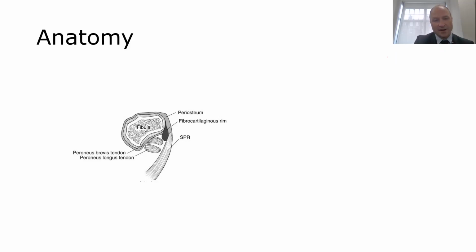The two tendons lie in close proximity to one another, covered by the superior peroneal retinaculum, which attaches to the periosteum on the outside of the fibula. And the groove behind the fibula is deepened by a fibrocartilaginous rim, much like the acetabular labrum. And this functions to keep the peroneal tendons in place. The base of the fibular groove is coated with something almost akin to hyaline-like cartilage, so it's very smooth to reduce friction between the peroneus brevis tendon and the back of the fibula.